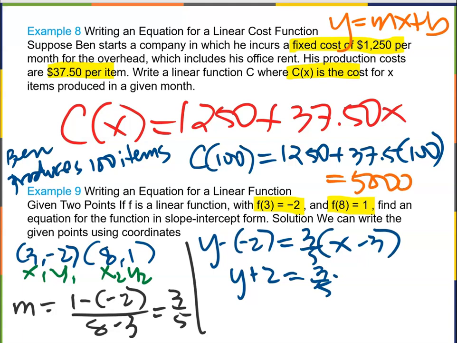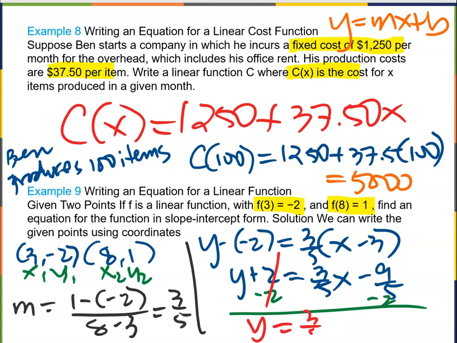Distribute 3/5 times x. 3/5 times -3 is -9/5. And then we add 2, or subtract 2, sorry. So y equals 3/5 of x, and when we subtract this, that's going to be equal to 19/5. Okay.